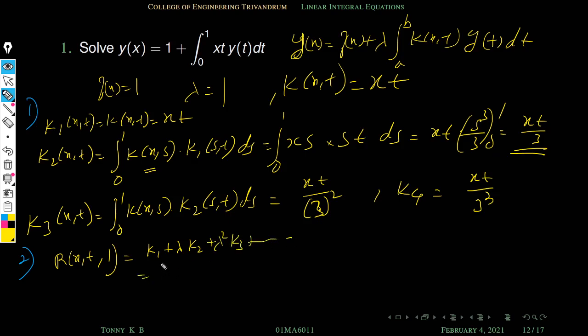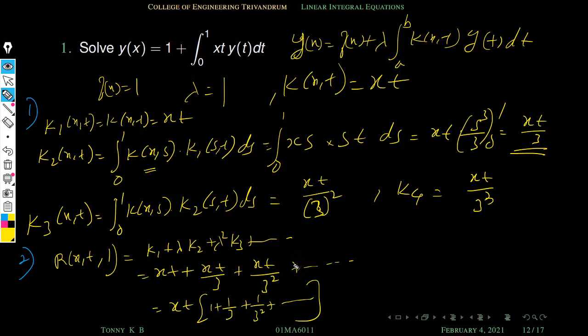So in this case, what is our k1? K1 is xt, plus lambda is 1, so it's okay: xt by 3 plus xt by 3 square plus etc. And this is equal to xt, which is common, you can take outside: xt into 1 plus 1 by 3 plus 1 by 3 square, etc. Now this is an infinite series. Okay, what is the closed form of this infinite series?